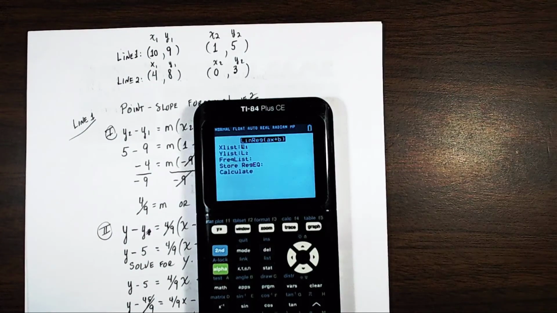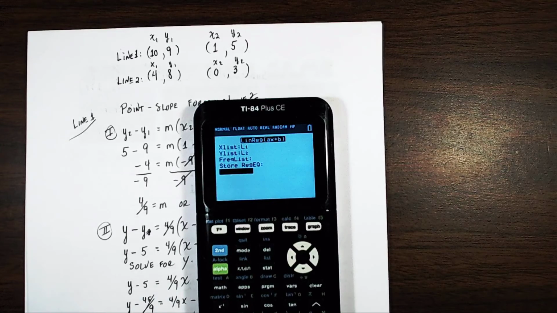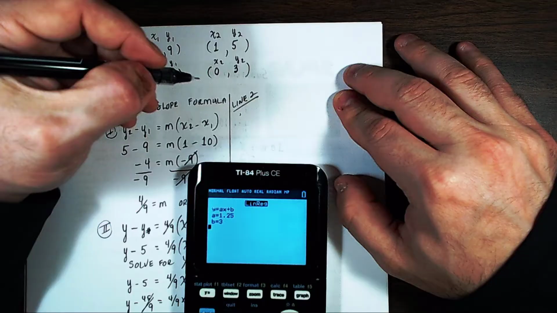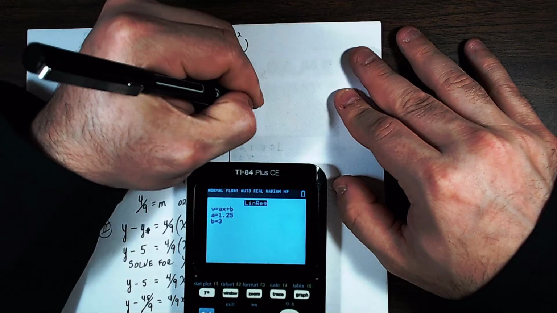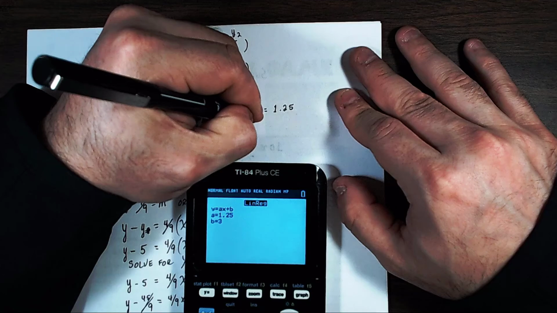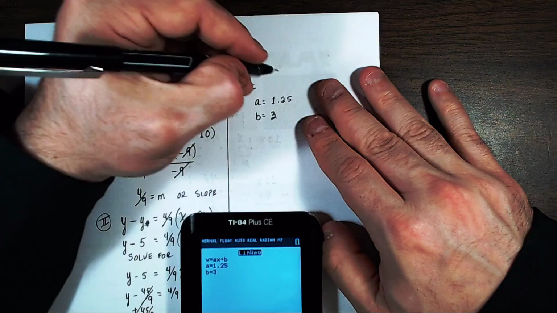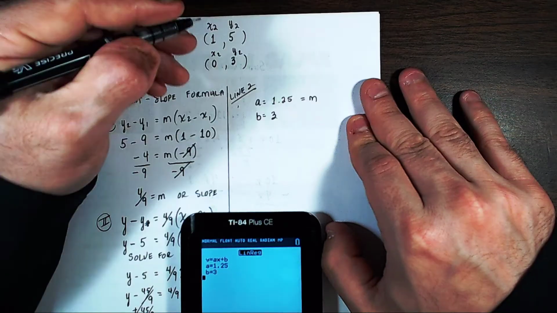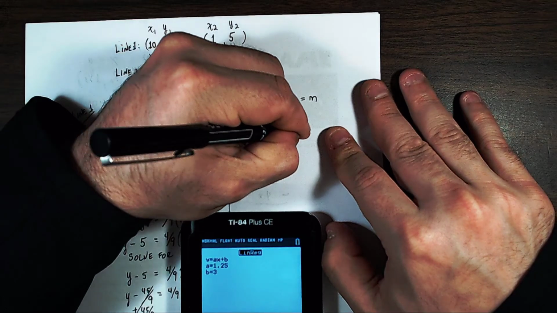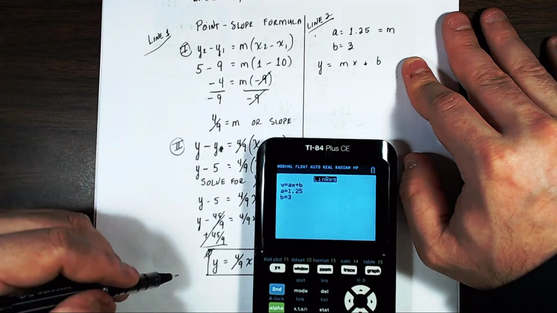Okay, the X list is L1, the Y list is L2. Enter, enter, enter, enter, and calculate. And what it gives me here is A equals 1.25 and B equals 3. Okay, so in order, remember this equals M. So I'm going to find an equation in y equals mx plus b form. Well, I've just circumvented all of this math, which you have to do in your test to show me that you know how to do it.